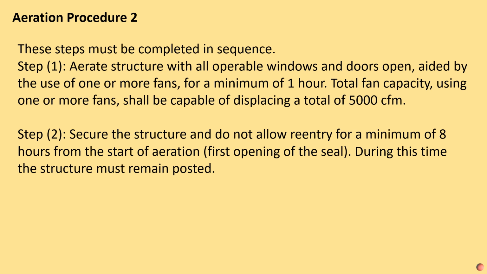Aeration procedure 2. These steps must be completed in sequence. Step 1. Aerate the structure with all operable windows and doors open, aided by the use of one or more fans, for a minimum of 1 hour. Total fan capacity shall be capable of displacing a total of 5,000 cubic feet per minute. Step 2. Secure the structure and do not allow re-entry for a minimum of 8 hours from the start of aeration, the first opening of the seal. During this time, the structure must remain posted.